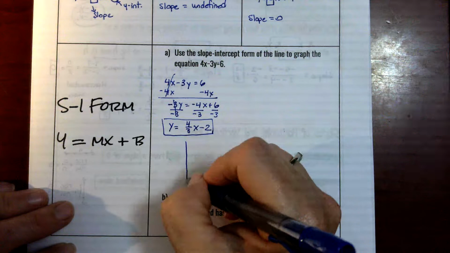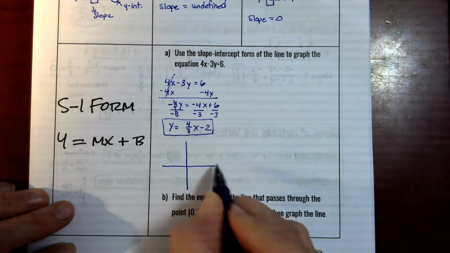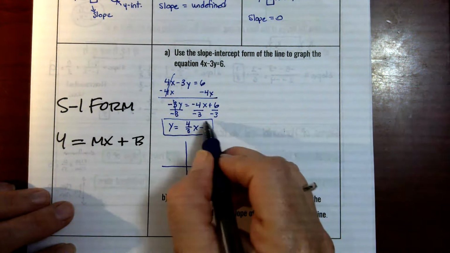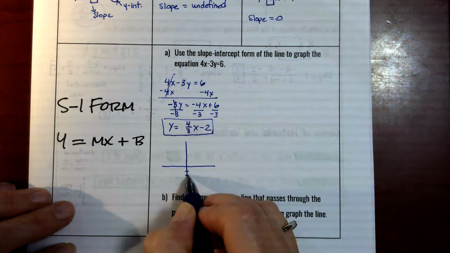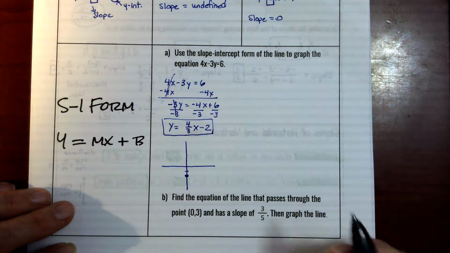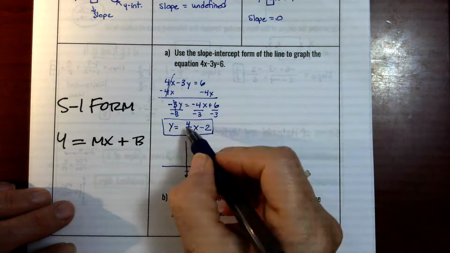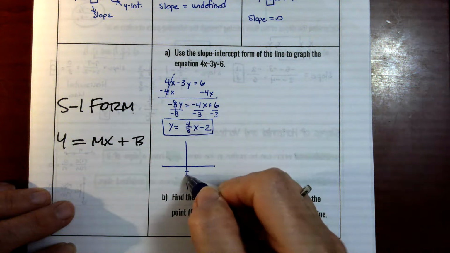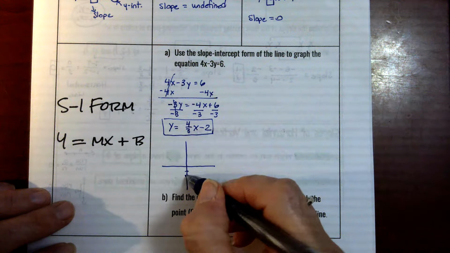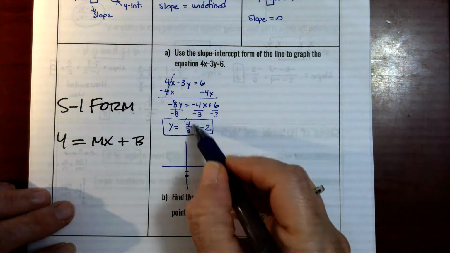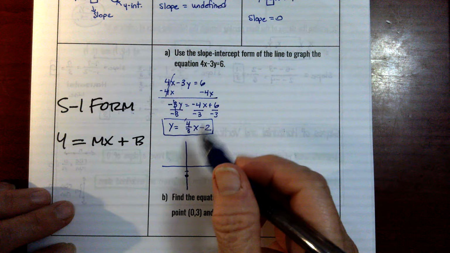So let me just sketch a little graph here, and let's look at what the graph would look like. All right, so with the y-intercept of negative 2, I would start from there. I know the graph is going to cross the y-axis at that point. Once I know one point on the graph, a starting place, I can use the slope, the rate of change, to find another point.